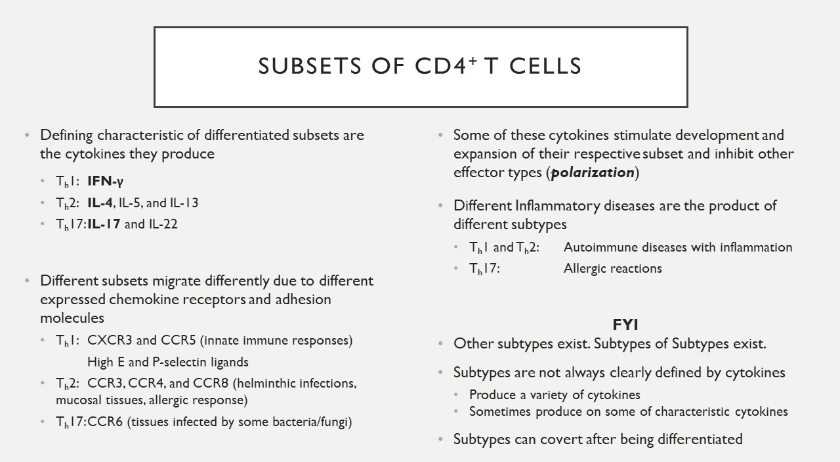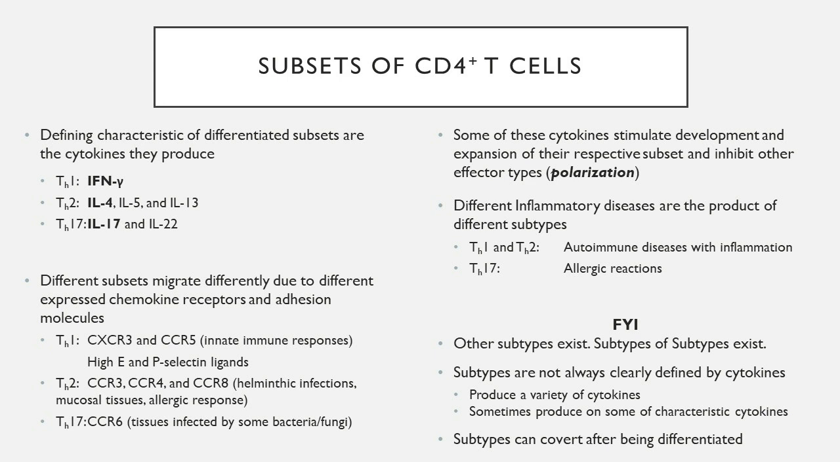So there are almost signature chemokines associated with these subsets in order to get them into the right places where they're needed. For Th1, they're involved with CXCR3 and CCR5, which are given out by innate immune responses. So we see high amounts of E- and P-selectin ligands to help bring them to the sites of inflammation. For Th2, we see CCR3, CCR4, and CCR8. They're typically involved in helminthic infections, mucosal tissues, and allergic responses. And then for Th17, it's CCR6. So these are tissues affected by different types of bacteria and fungi.